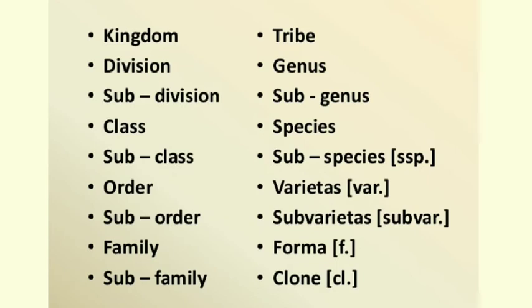The highest rank is kingdom, next division. If it is an animal, it is called phylum. Then subdivision, class, subclass, order, suborder, family, subfamily, tribe, genus, subgenus, species, subspecies, varieties, subvarieties. After that, forma, clone, etc. There are many more subdivisions. For study purposes we have made it like this. Actually there are only 7: kingdom, division, class, order, family, genus, and species.